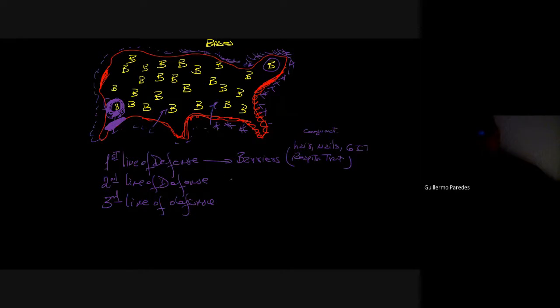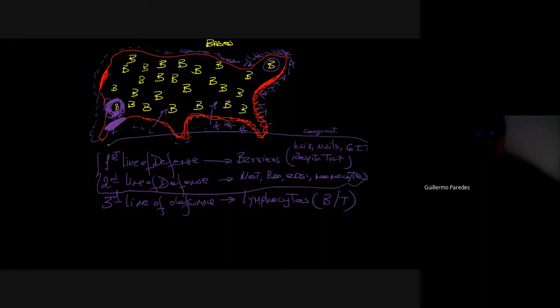All right, so the second line of defense is going to be basically the neutrophils, the basophils, the eosinophils, and the monocytes. We are going to see them one by one, and mention them in detail. The third line of defense is going to be the lymphocytes. The lymphocytes are going to be B lymphocytes and T lymphocytes. We are going to see that in the next few. So the first line and the second line are going to be what? Nonspecific. And the third line is going to be specific.